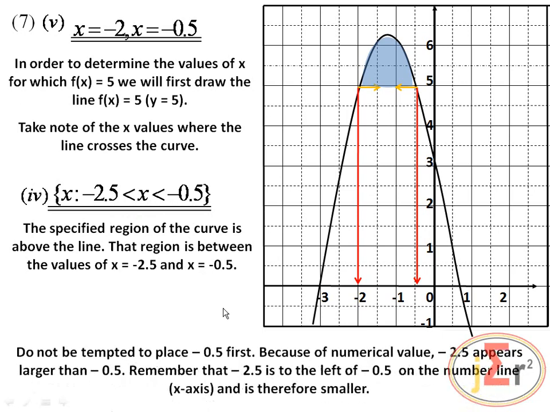Do not be tempted to place negative 0.5 first because of the numerical value. Because one may be looking at this and saying 0.5 is less than 2.5, and place the negative 0.5 on this side. So do not be tempted to place negative 0.5 first because of its numerical value. Negative 2.5 appears larger than negative 0.5. Remember that negative 2.5 is to the left of negative 0.5 on the number line, which is in this particular case the x-axis, and is therefore smaller. So negative 2.5 is to the left of negative 0.5 and is therefore less than negative 0.5.